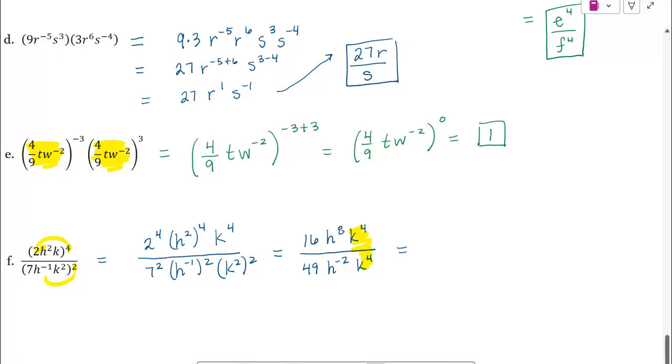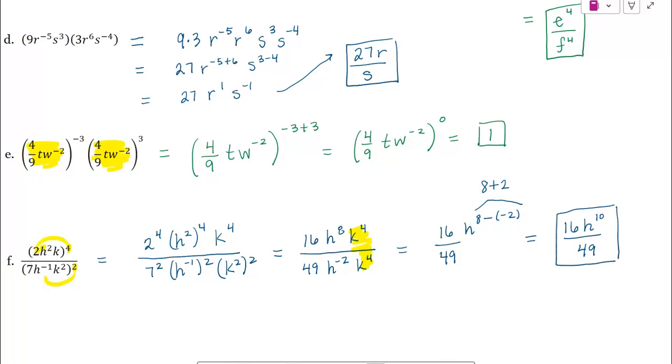So the 16 will stay up here. The 49 will stay down here. But it looks like I've got h to the 8th minus a negative 2, or similar to a problem we had a minute ago, this is going to be 8 plus 2. I've got subtracting a negative number. So my final answer here is 16 h to the 10th power over 49.